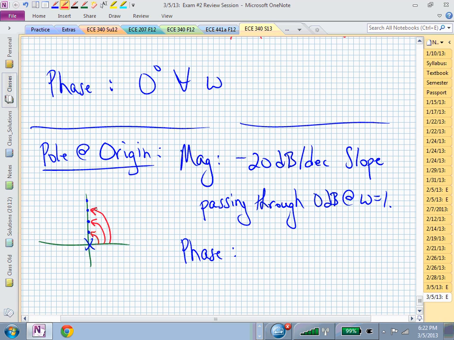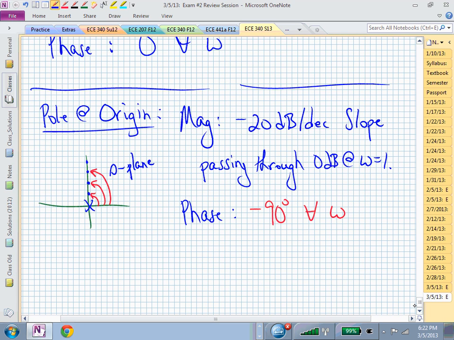Does that angle ever change? It's always a right angle, isn't it? It's 90 degrees. And since it's a pole, it's minus. So your phase is minus 90 degrees for all omega. And you found that, or reminded yourself, because you drew this little sketch of the S-plane plot, for example, if you've forgotten. That's now the second of the 5 terms.